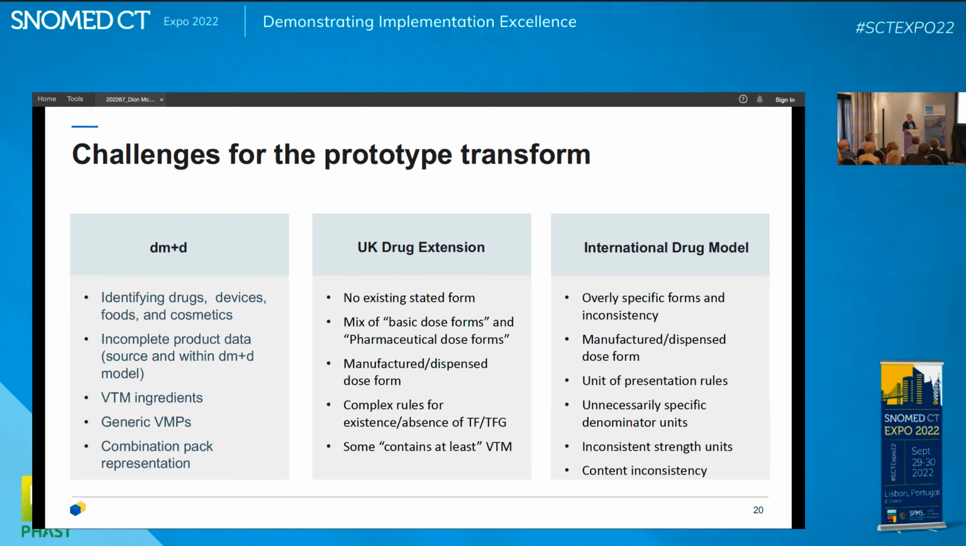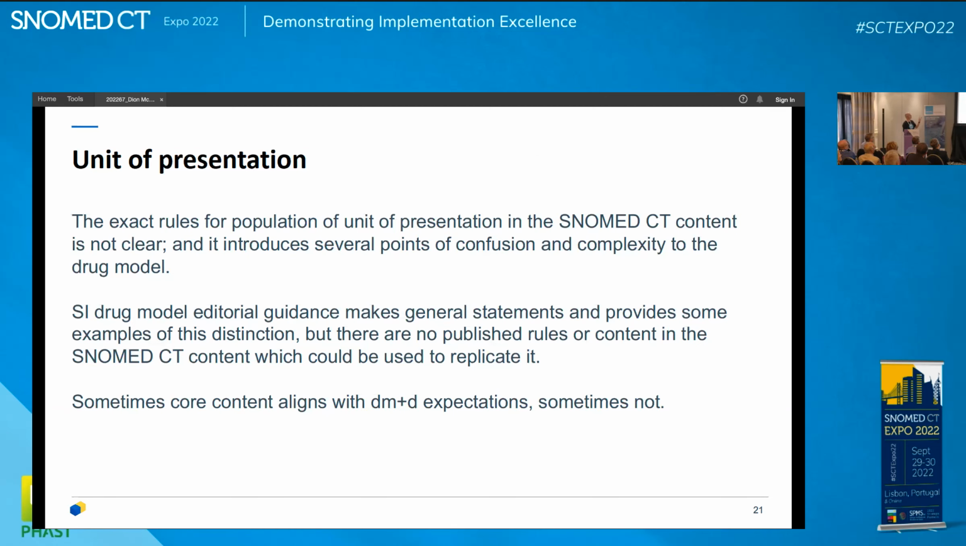Specific dose denominator units as well, which I think I've got another slide on. So I'll come into some of these examples. So unit of presentation was a challenge because dm+d has a similar sort of idea, and even between what was considered to be a discrete versus a continuous product, but it didn't match what is considered to be the same thing in the international content. And interestingly it doesn't entirely align with what AMT thinks of these things as well.